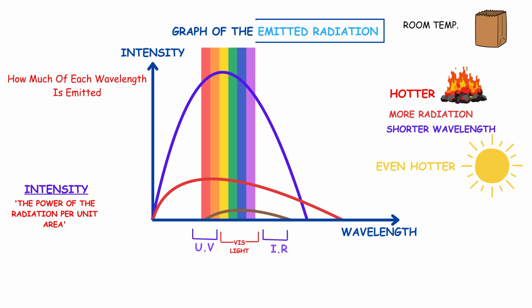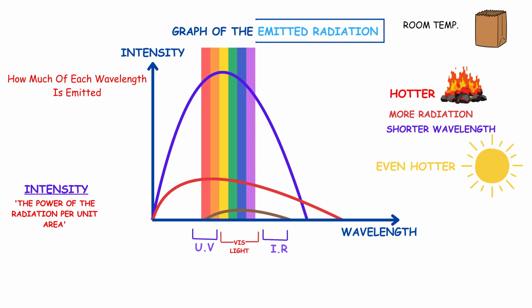If we take an object at room temperature, such as a paper bag, and plot its emitted radiation, we would see a curve that peaks in the infrared region. This tells us that most of the radiation emitted by cooler objects is infrared and that overall, they emit relatively low amounts of energy. Now, if we consider a much hotter object, like a glowing piece of burning coal, the curve shifts upwards and towards the left, indicating two things. It emits more energy overall and the peak emission moves towards shorter wavelengths.